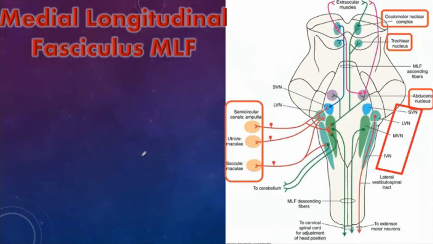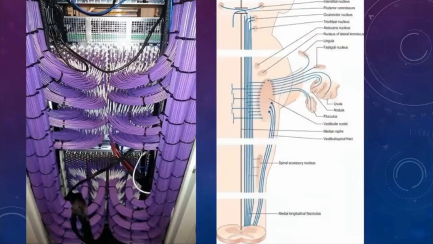Finally, we will talk about the medial longitudinal fasciculus. This can also be considered related to the higher centers of the brain because it is related to connection of different nuclei of the extraocular muscles and different brainstem nuclei. So you can consider the medial longitudinal fasciculus like the telephone cables. So the telephone cables are connected somehow.